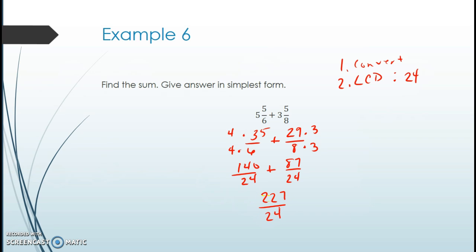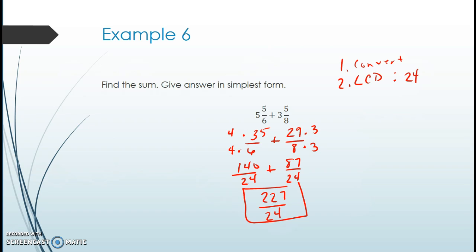And then I just kind of ask myself, is there any numbers that go into both 24 and 227? So I know that 227 is not even, so 2 doesn't divide out. If I take 2 plus 2 plus 7, adding all my digits, so 7, 8, 9, 10, 11, 11 is not divisible by 3. So 227 is not divisible by 3. Because it's not divisible by 2 and 3, it's not divisible by 6. So in short, it's not divisible, or you cannot reduce it. Therefore, our answer is 227 over 24.